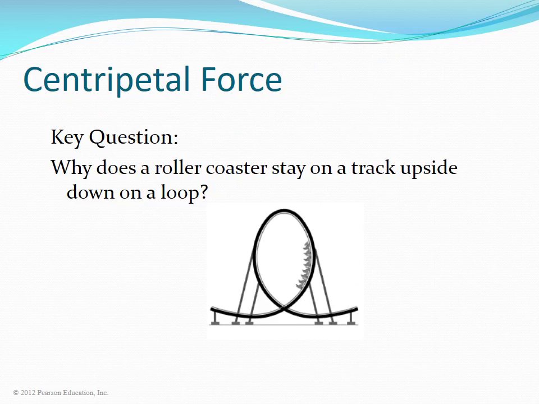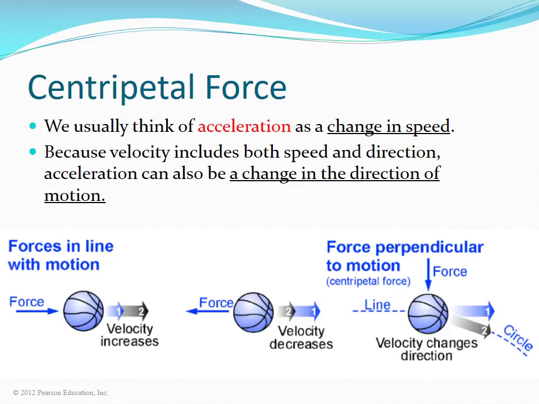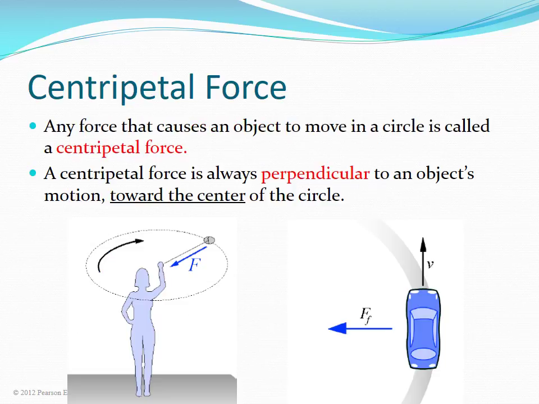Why does a roller coaster stay on a track upside down on a loop? The answer is centripetal force. We usually think of acceleration as a change in speed. Because velocity includes both speed and direction, acceleration can also be a change in the direction of motion. Any force that causes an object to move in a circle is called a centripetal force. A centripetal force is always perpendicular to an object's motion and toward the center of the circle.